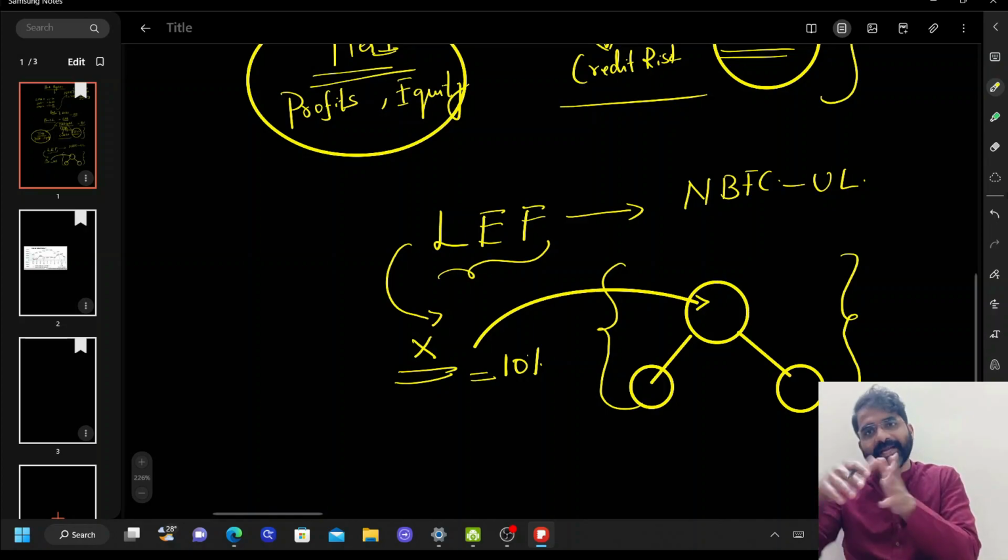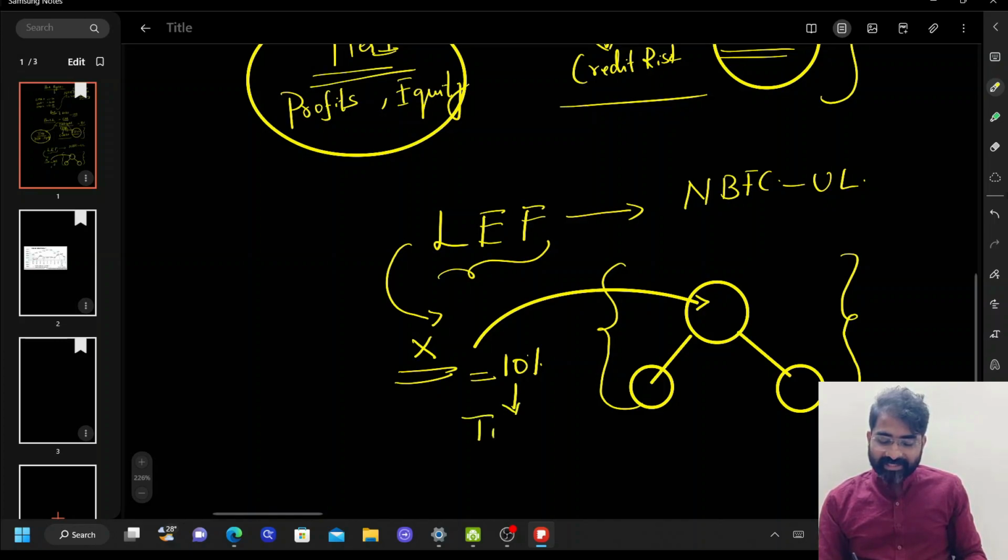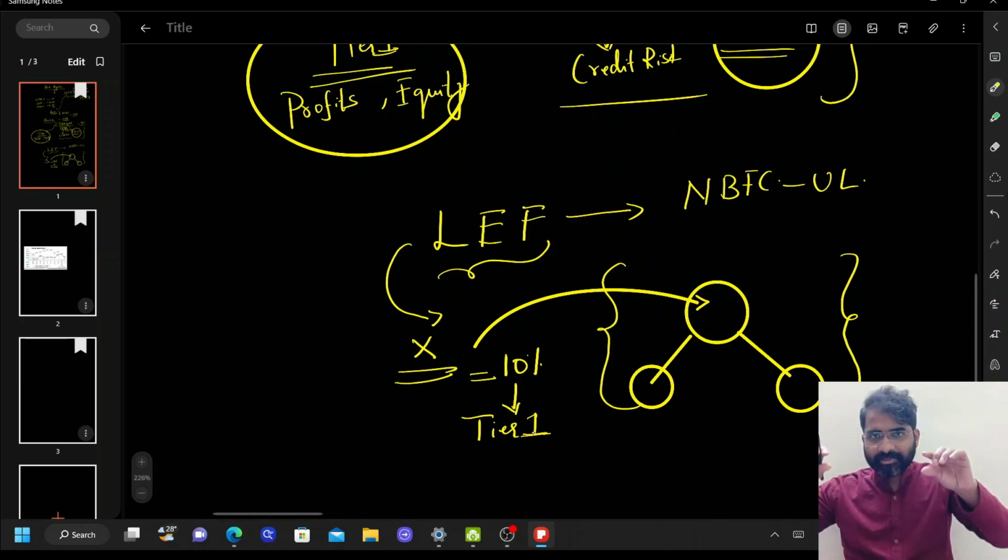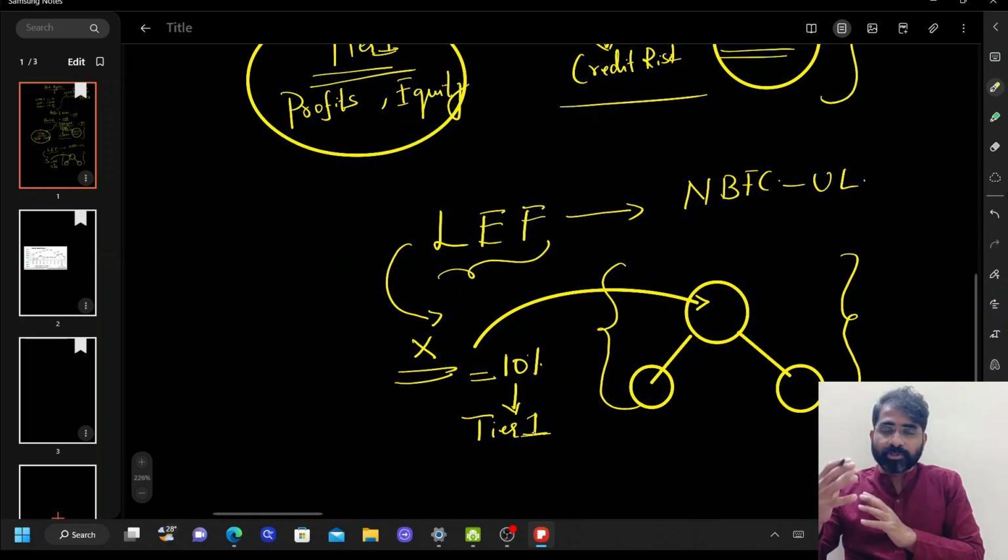If it is 10% and above, 10% of what? It is 10% of the bank's tier 1 capital. Let's say the bank's good capital, tier 1 capital, is 100 rupees. And the bank is giving 10 rupees or more than 10 rupees loan to one single entity, bank or NBFC, or a group of connected firms. Let's say it's the group of Adani companies, a group of connected firms. Then we can call it a large exposure. That there's a large exposure for this NBFC.